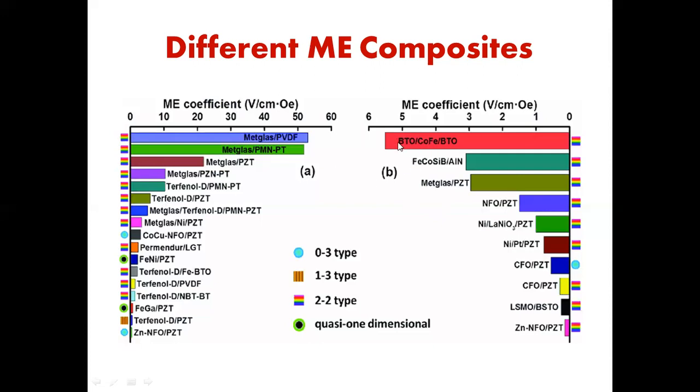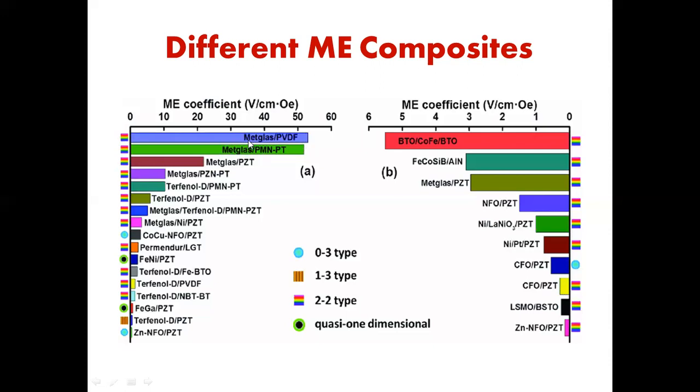Here, this is the barium titanate and cobalt ferrite and barium titanate tri-layered composite material. It has the maximum, some 5 point something value for the ME coefficient, and there are some other composite materials like this alloy of iron, cobalt, silicon, and bismuth, and Metglas, PZT. So many composite materials are prepared, and the value of the ME coefficient goes down as you come down.